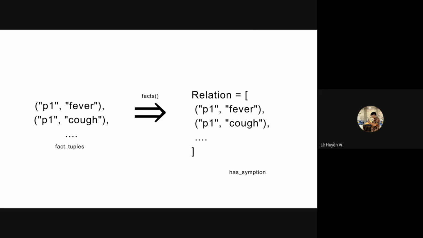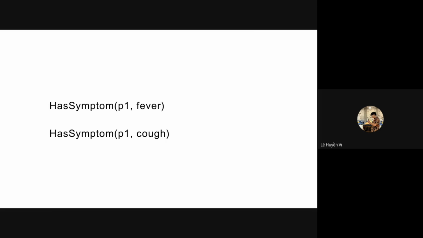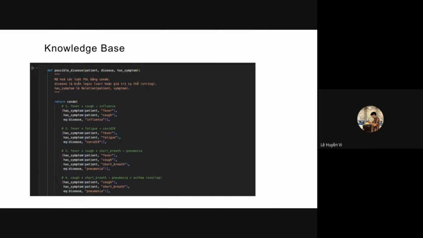And in English, the facts we just added are something like this: has symptom, patient 1 with fever, and has symptom, patient 1 with cough. And this is literally how we teach the system what the patient is experiencing. At this point, we have knowledge but no reasoning yet. And that comes next, the knowledge base.